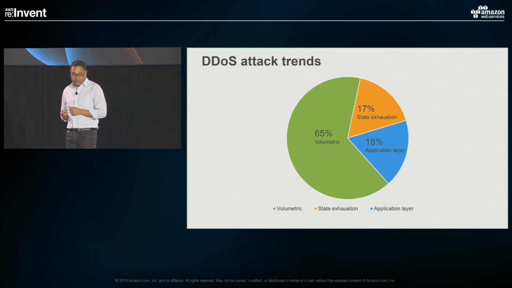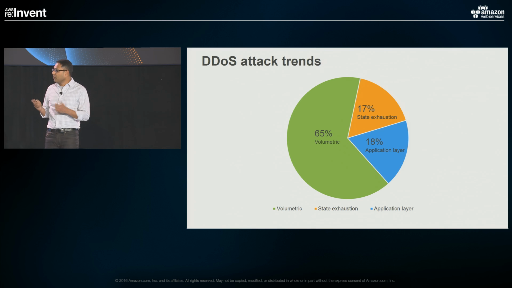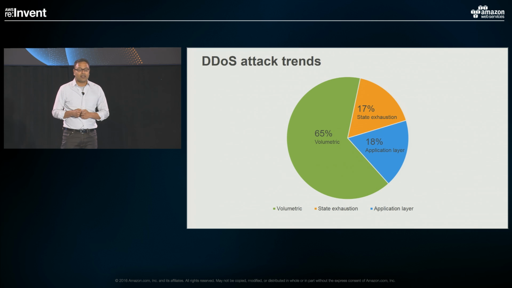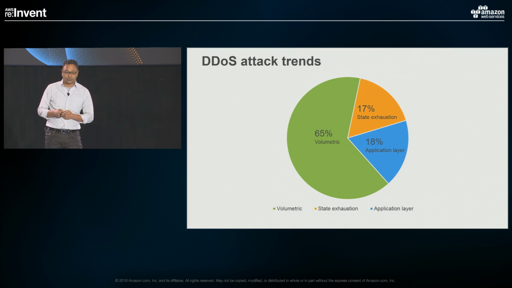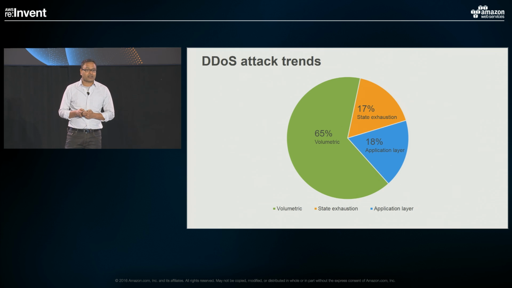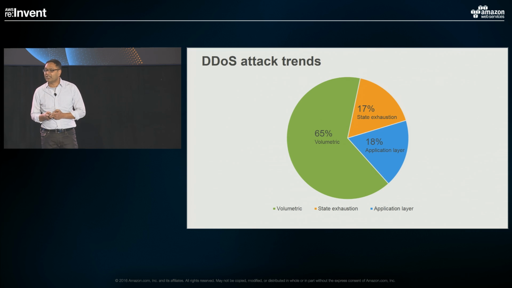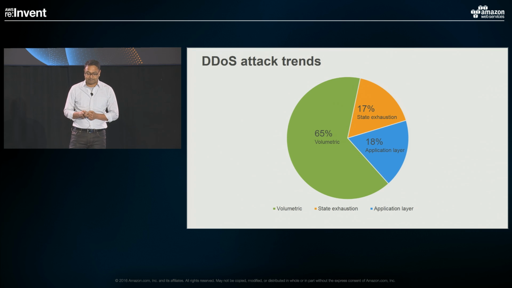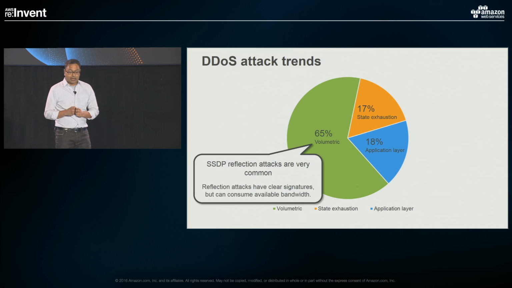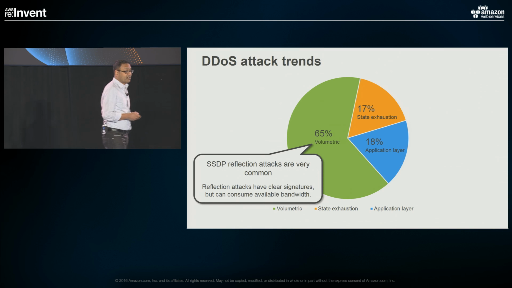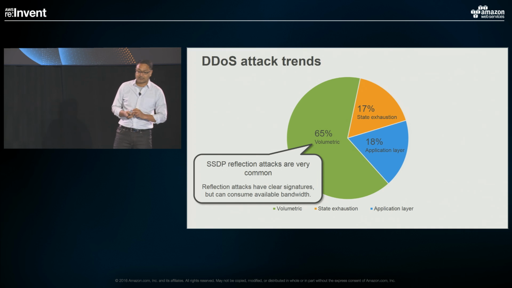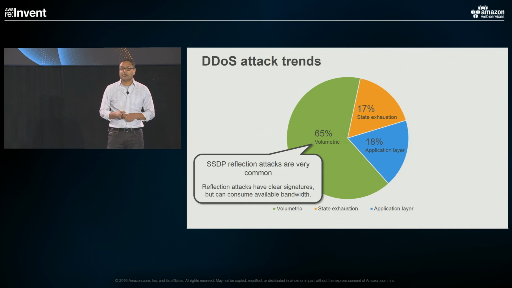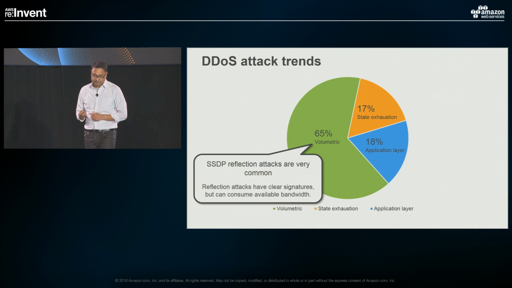And this is data from Arbor Networks. If you look at the percentage of attacks, and this very much aligns with what we see at Amazon with AWS as well, 65% are volumetric attacks, 17% are state exhaustion attacks, and about 18% are application layer attacks. The most common kind of volumetric attacks are actually SSDP reflection flood attacks. Okay? These are the kinds of attacks that are primarily targeted towards clogging your actual pipes.